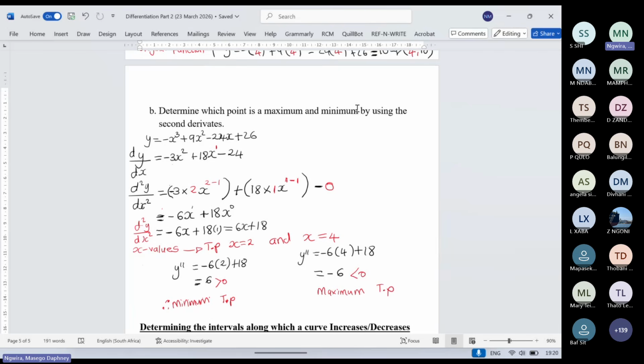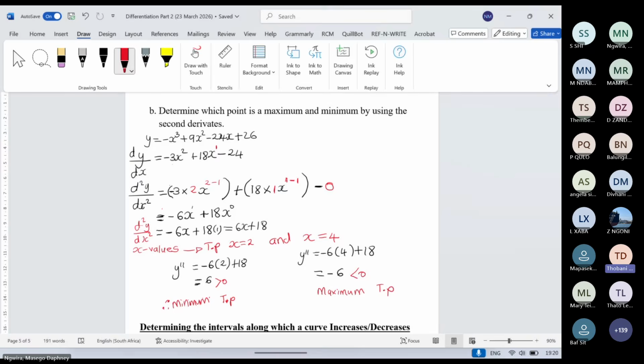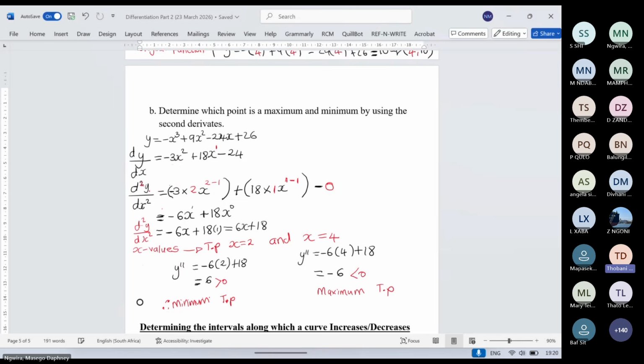What is the original formula? What is the original function? I think this one, he just divided by -3 both 18 and 24. That's why he got x squared minus 6x plus 8.